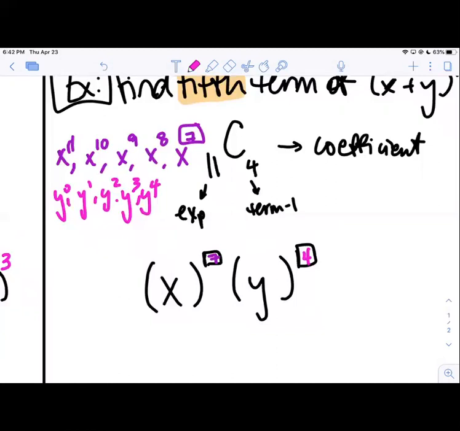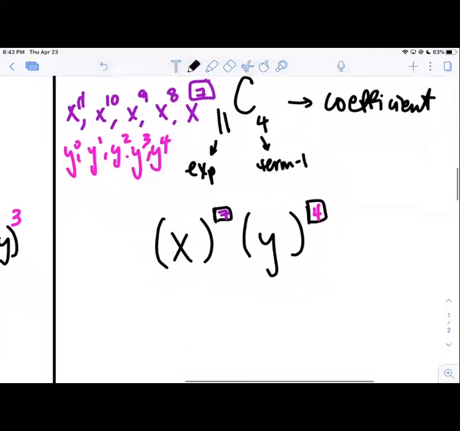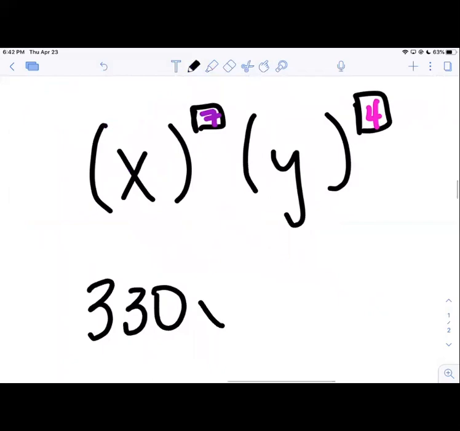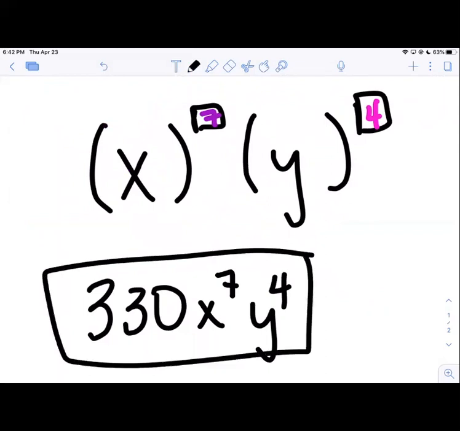Okay, so now let's figure out what these numbers are. So when I do 11 choose 4 in the calculator, I get out 330. If I do x to the 7th, does that change my number at all? Does it change a constant in front? Any coefficient change? Nope. What about y? Nope, not today. So 330 is the best number I can get. x to the 7th, y to the 4th. Here's my answer.